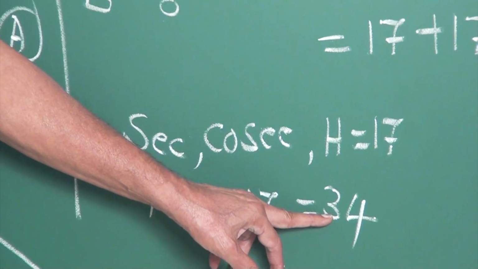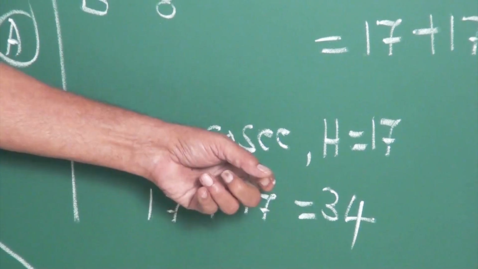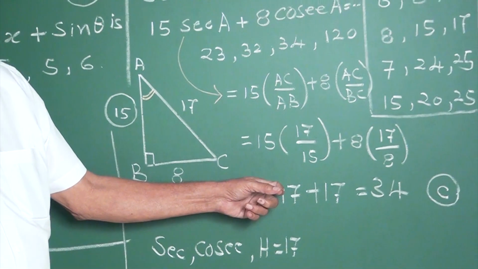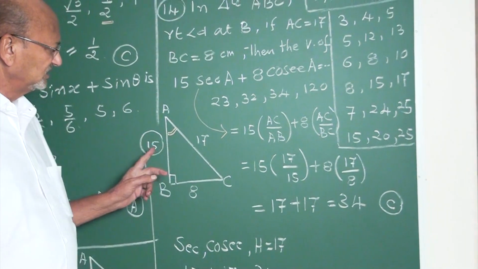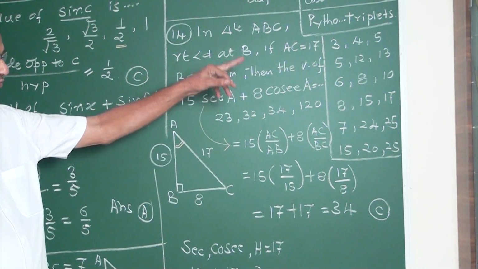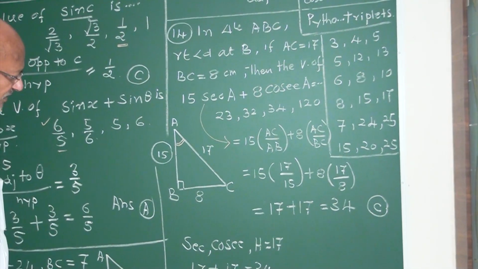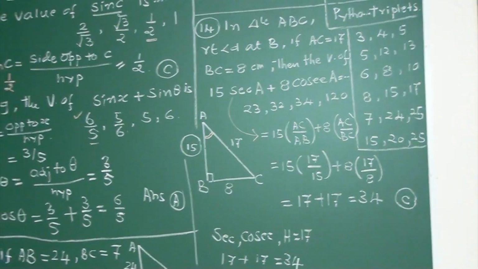Time saving approach. If it is not clear, this is the method, my friends. Oh, understood. This 15 is time saving if you remember those Pythagorean numbers. Yes, my friends. This is for DIY.